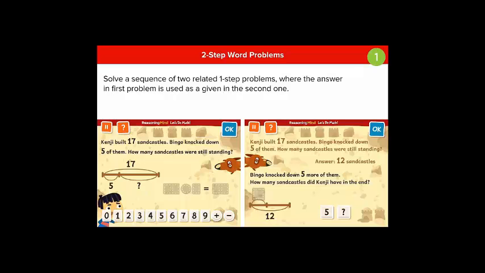Kenji built 17 castles, Bingo knocked down 5 of them. How many sandcastles were still standing? You can see we label the big segment with 17, then 5, then question mark. We make 17 minus 5. After that word problem is done, we show a second word problem. Bingo knocked down 5 more of them. How many sandcastles did Kenji have at the end? And solve that word problem.